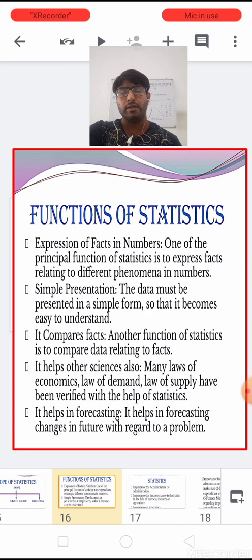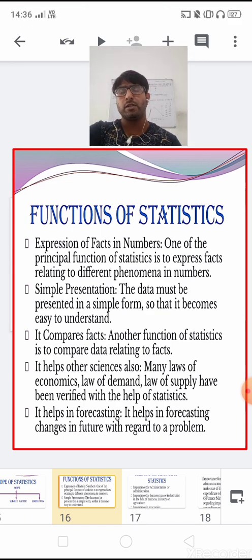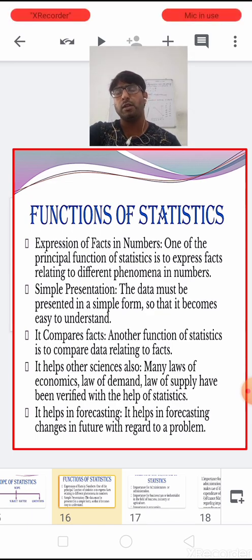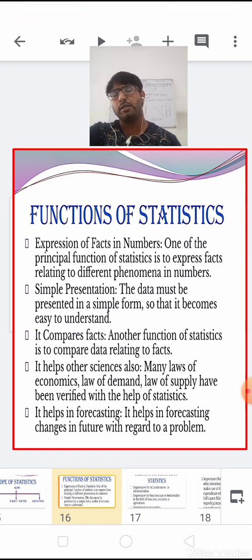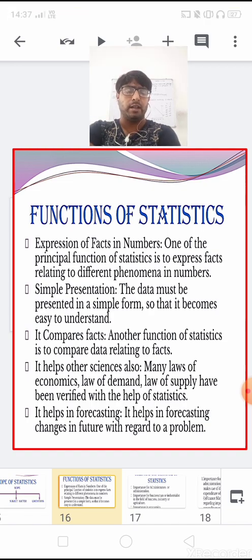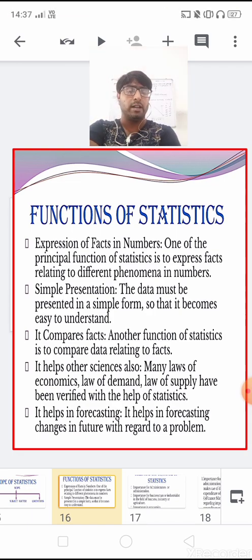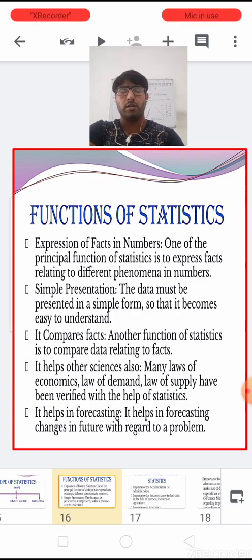Third, it compares facts. Another step is to compare the data relating to multiplicity of causes or facts. So it helps the other sciences also. Many laws of economics, the law of demand and law of supply, have been verified with the help of statistics. And the most important function of statistics is to help in forecasting. It helps in forecasting the changes in future with regard to a problem.